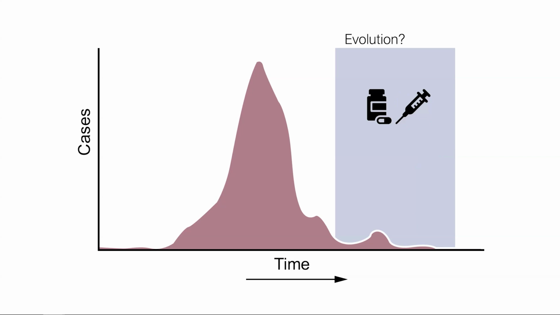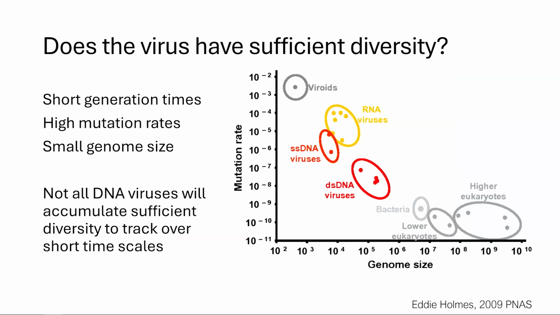Or it could track vaccine and treatment-dependent evolution. And we can do genomic epi for viruses because they typically have short generation times, high mutation rates, and small genome sizes, which means they're relatively cheap to sequence. But the virus does need to be accumulating sufficient diversity for us to track it over short timescales. Not all DNA viruses are going to have that degree of diversity.